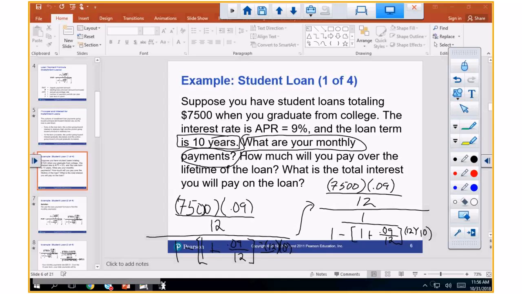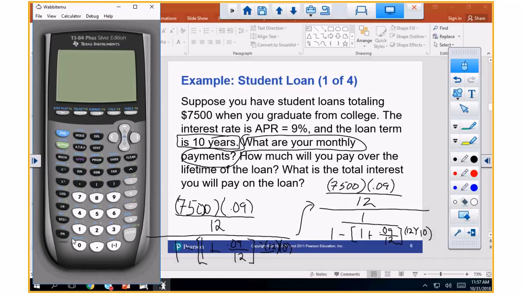And now all you have to do is punch it in the calculator, because all these questions are designed for you to be able to do in the calculator. So I take my handy dandy calculator and pull it up. That's going to be 0.09 times 7,500 equals, divided by 12. And I'm going to stow that in alpha N. Okay, so we got that stored in alpha N.